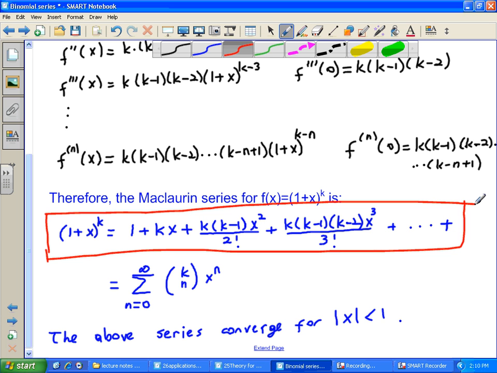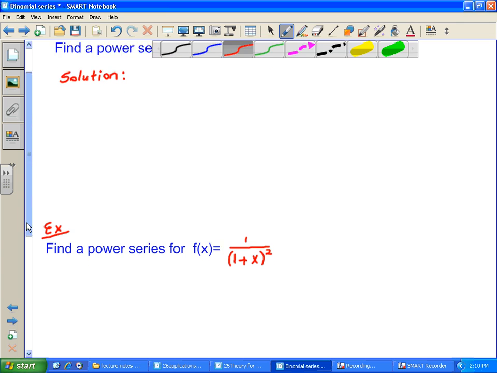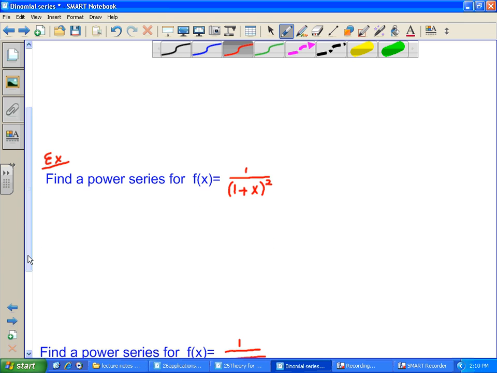And they say that you should check the endpoints for different values of k. Sometimes the endpoints converge, sometimes not. It depends on the value of k. So if you look at the example you have on the back of your sheet, find a power series, for example, let's do the second one: 1 over (1 + x)^2.